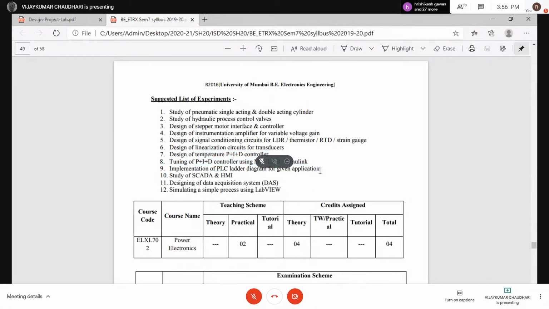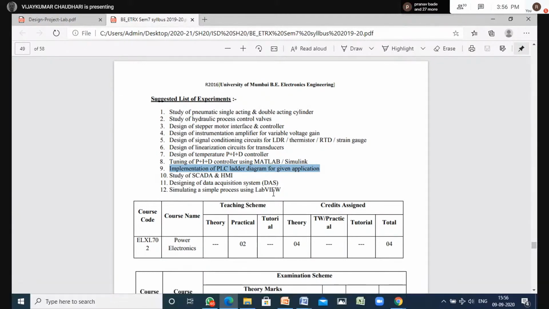Then a PLC ladder will be designed. One experiment on PLC, one experiment on PID, then some simple process using LabVIEW. Will it be possible or not? I don't know, because LabVIEW we have in college. Here is it possible or not? Let's see. If it is possible here, we will take one experiment on LabVIEW, and there will be a study experiment on SCADA or DAQ, that is data acquisition system. Not all 12. We will consider 8 experiments or something like that.